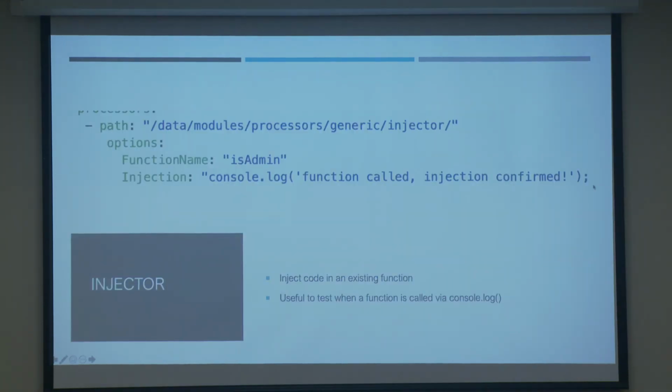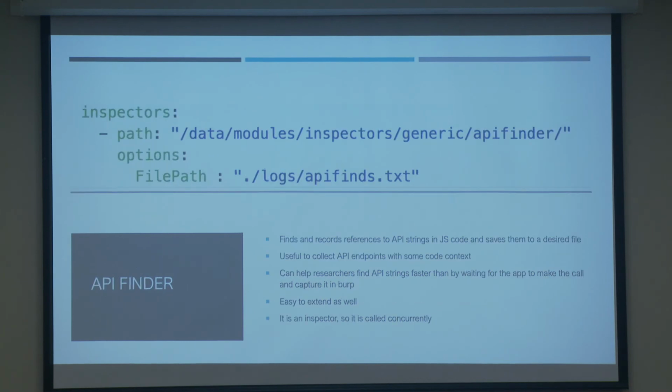There's also an injector plugin. This I won't have a demo for, but basically it allows you to inject additional code within a specific function. You just pass it the function name, and then you pass it additional content that you want to tag at the end of that function. So it's helpful when you want to test when a function is called via console.log messages, for instance.